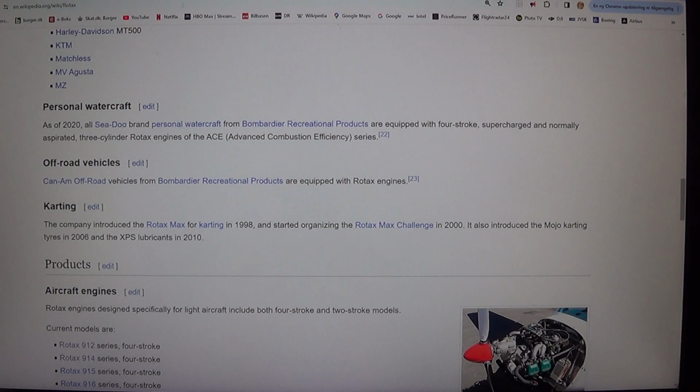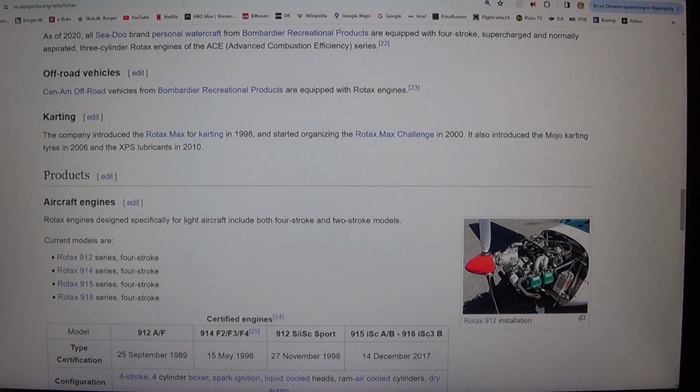Personal watercraft. As of 2020, all Sea-Doo brand personal watercraft from Bombardier Recreational Products are equipped with 4-stroke, supercharged and normally aspirated, 3-cylinder Rotax engines of the ACE, Advanced Combustion Efficiency, series. Off-road vehicles. Can-Am off-road vehicles from Bombardier Recreational Products are equipped with Rotax engines. Karting. The company introduced the Rotax Max for karting in 1998, and started organizing the Rotax Max Challenge in 2000. It also introduced the Mojo karting tires in 2006 and the XPS lubricants in 2010.